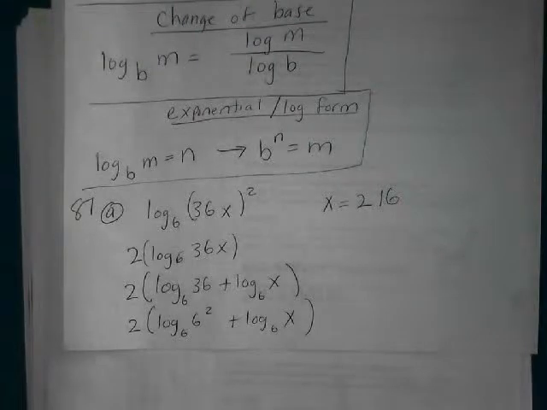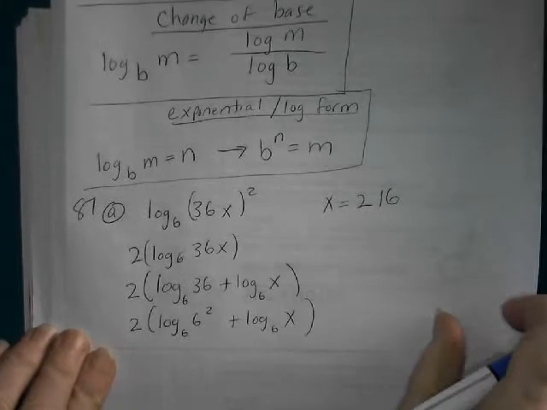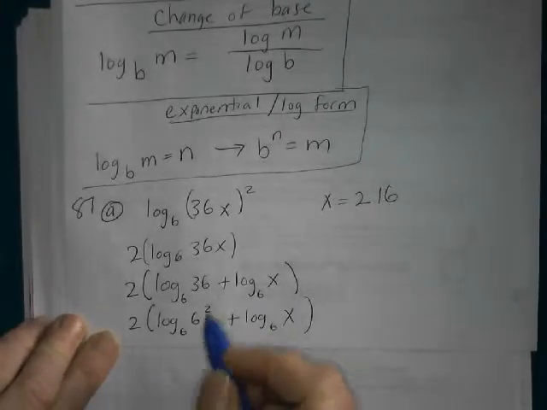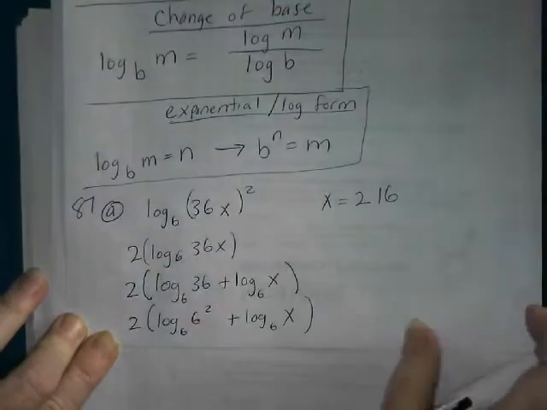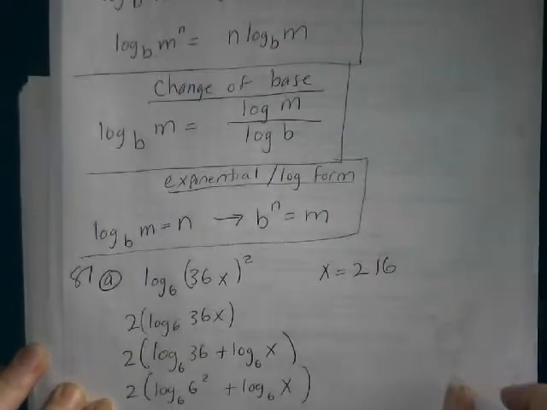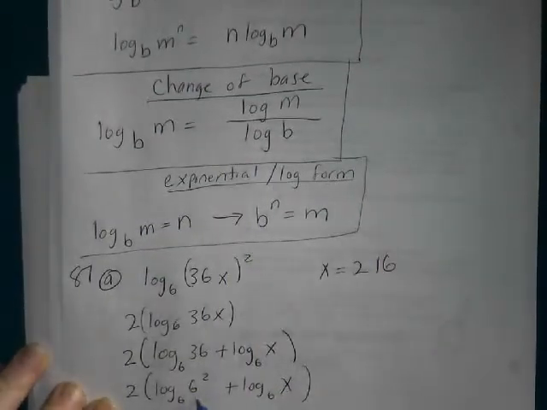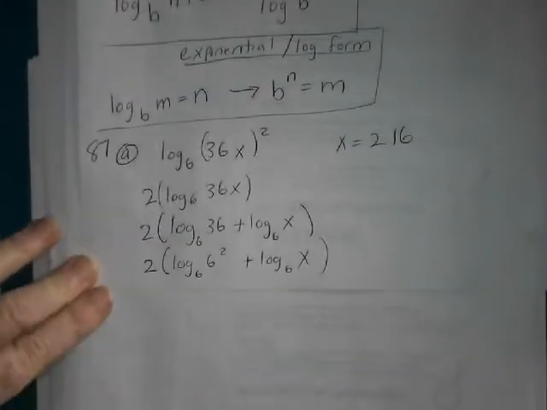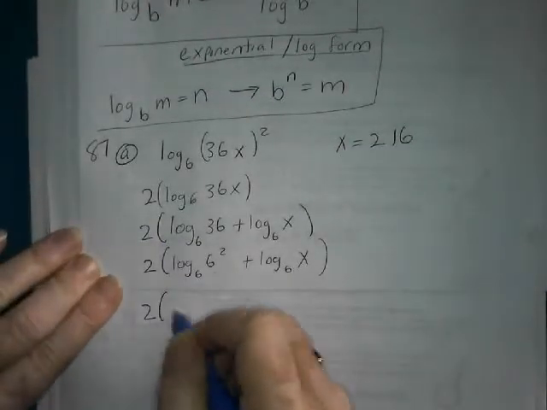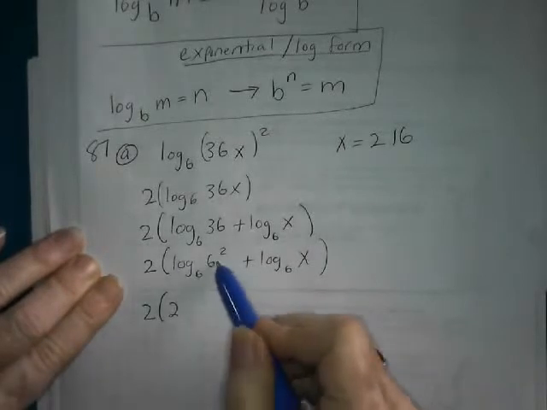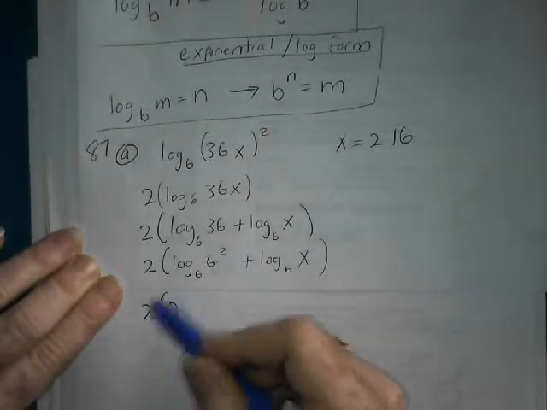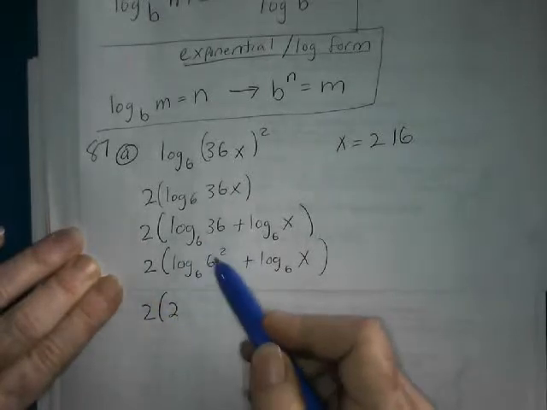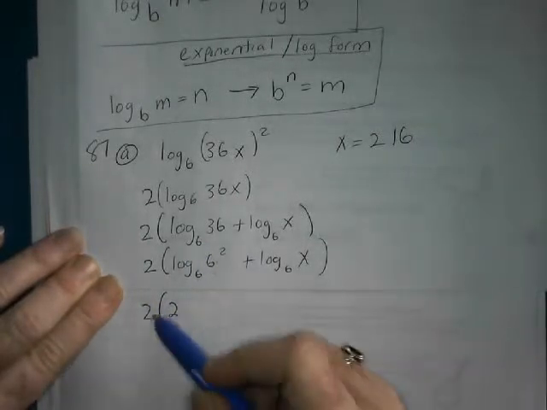I'm running myself out of room here. So I'm going to use the exponent log law right here to bring the 2 down. So now I have 2 times 2, because log base 6 of 6 is 1. So that whole thing turns into a 1, and that's 2 times 2.